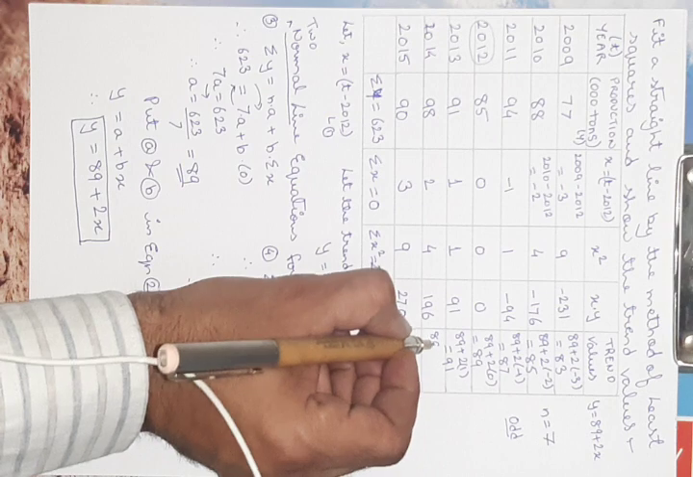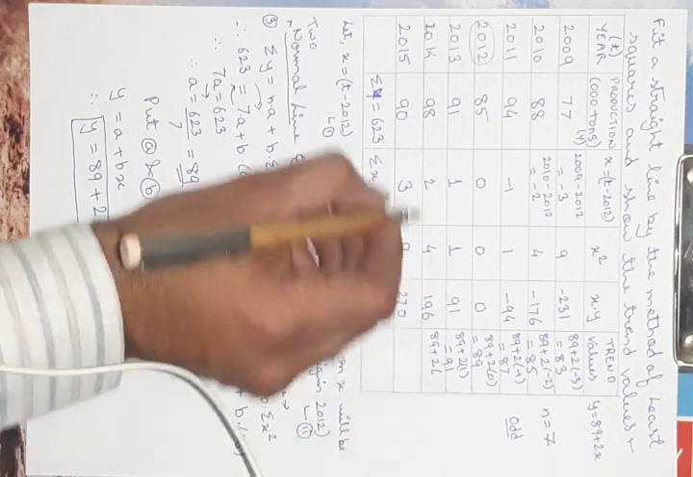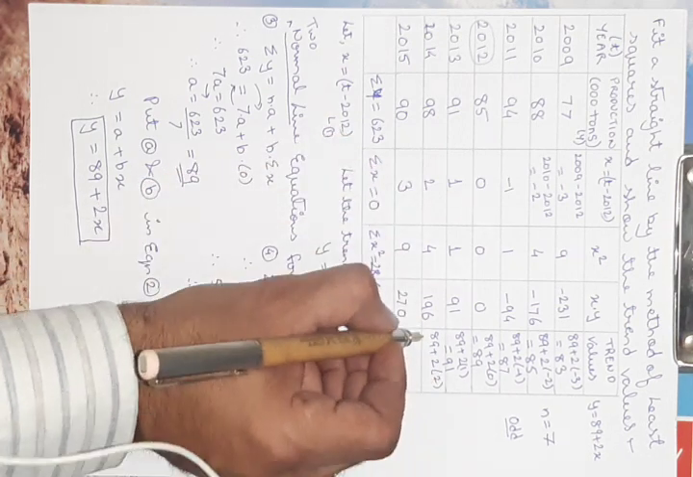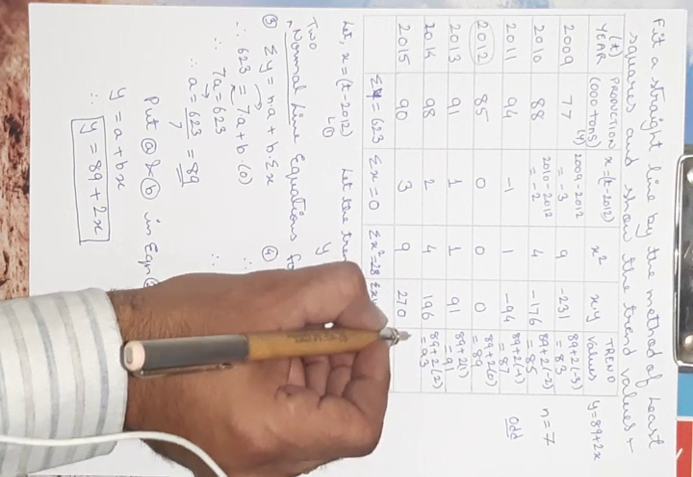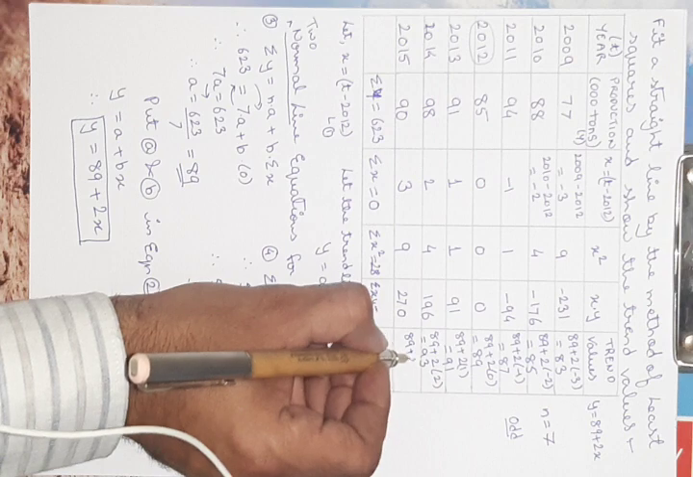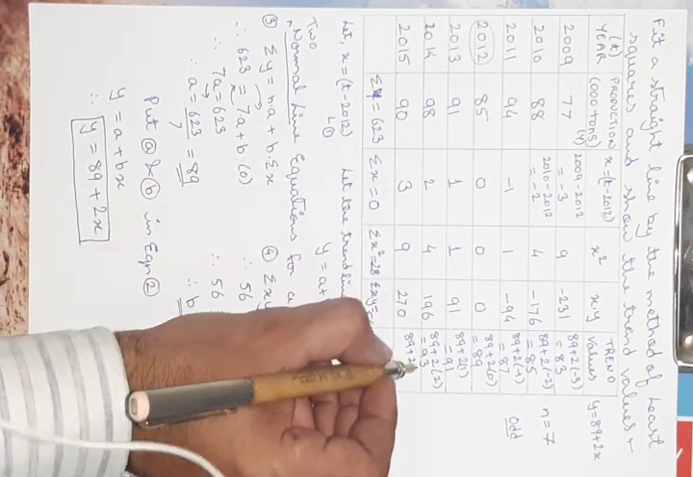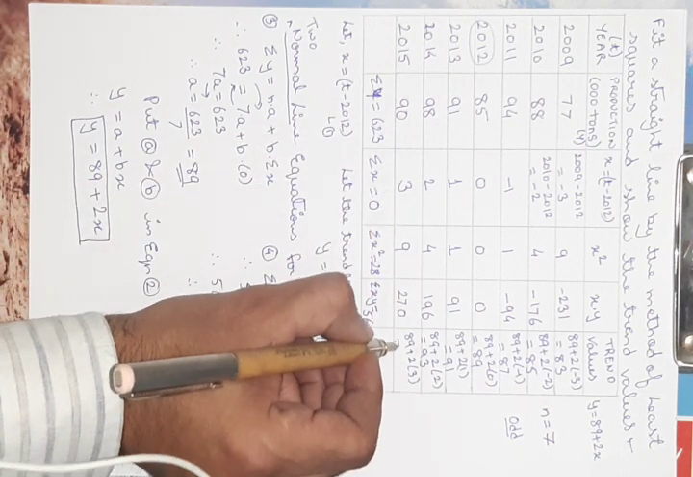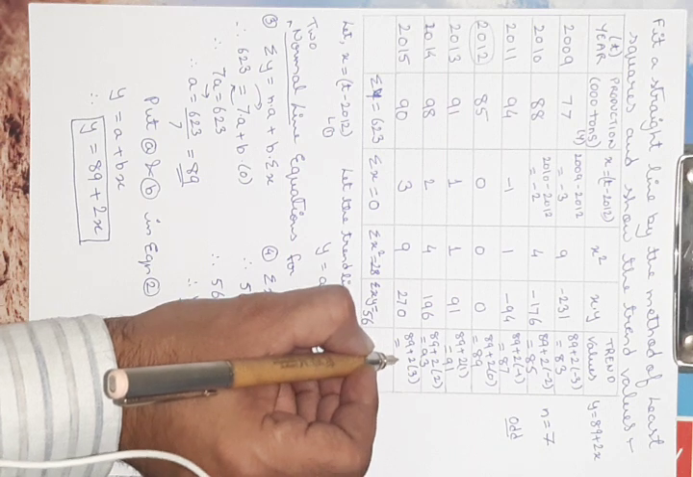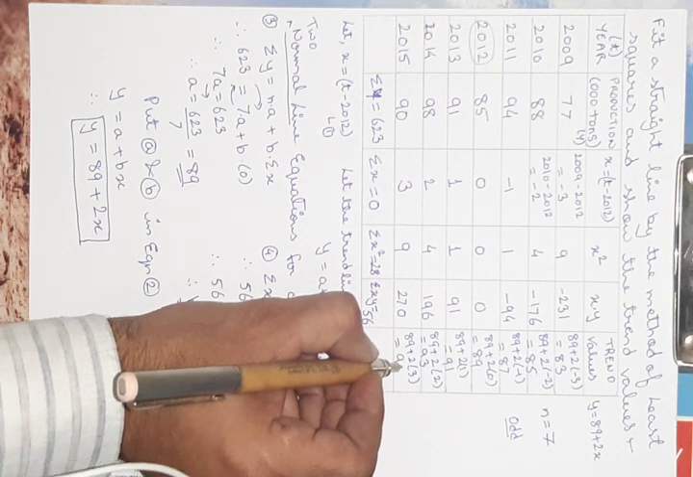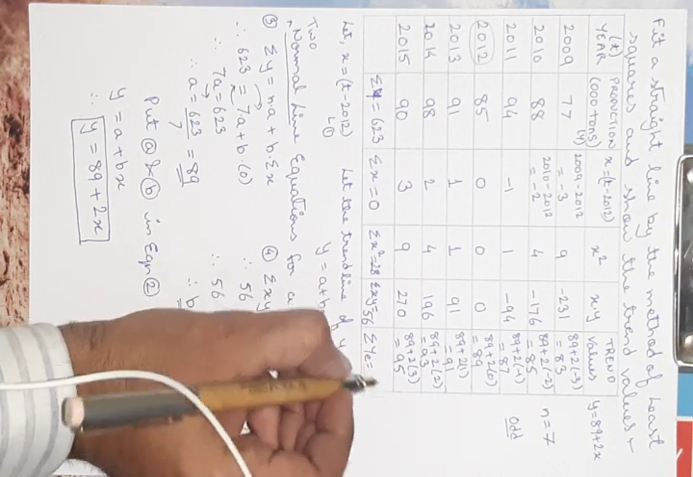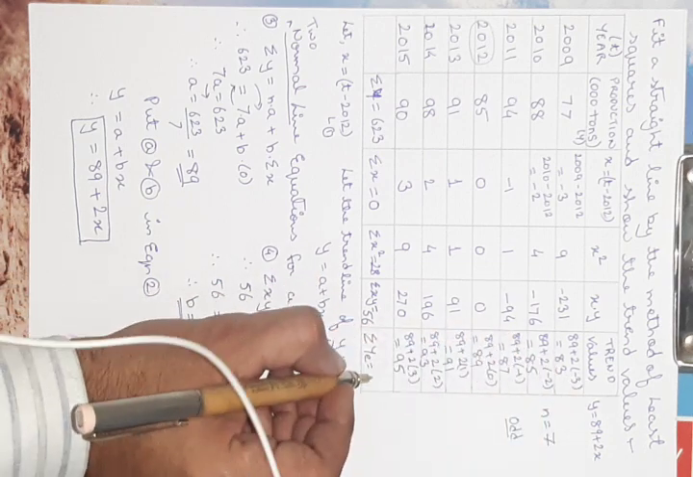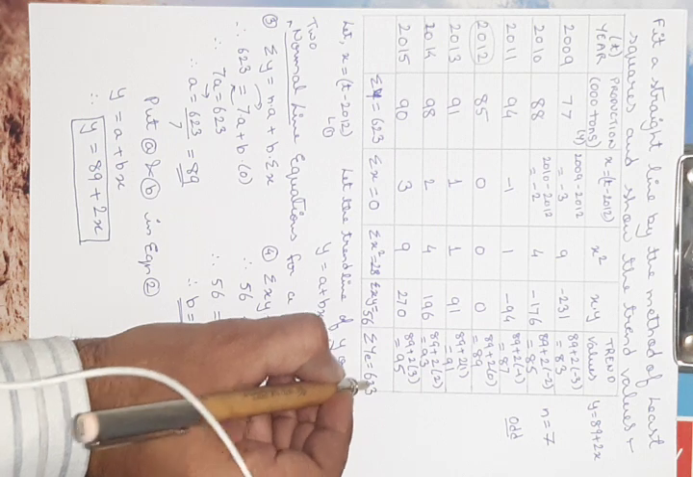Next 89 plus 2 into, the value of x is 2. So this will be 89 plus 4, that becomes 93. And finally 89 plus 2 into the value of x, that is 3. So this comes out to be 89 plus 6, that comes out to be 95. So here the final trend values, the summation of these particular values, total becomes 623.